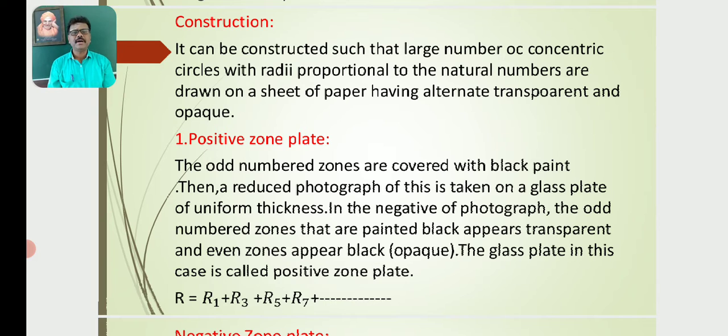Here R is equal to R1 plus R3 plus R5 plus R7 plus etc., because here only the odd number zones are transparent. Even number zones are opaque.